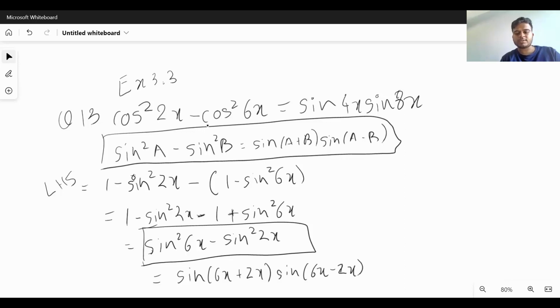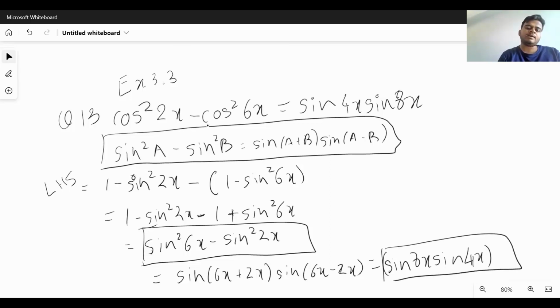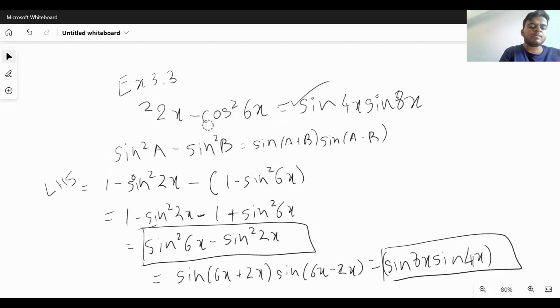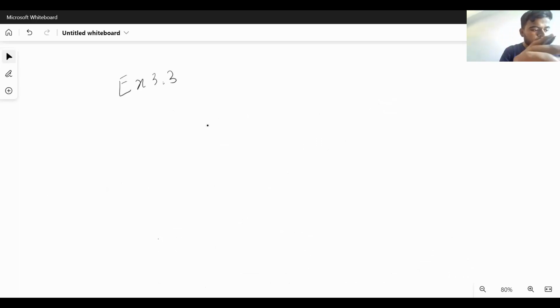Correct. That is nothing but sine 8x sine 4x. That is my RHS. Question is solved. Correct. Moving on. So the next question is question number 14.